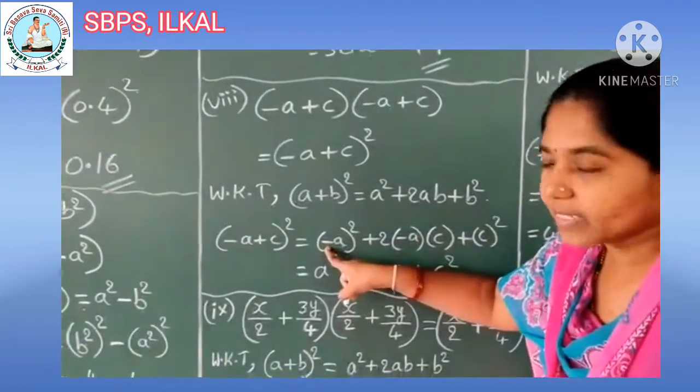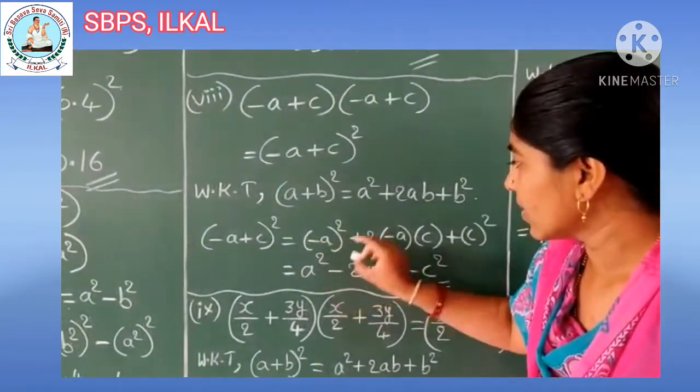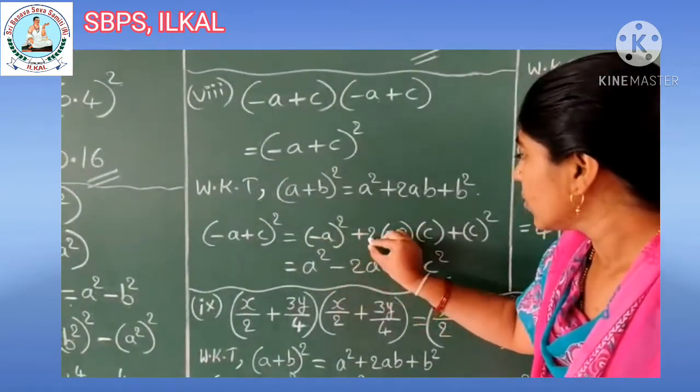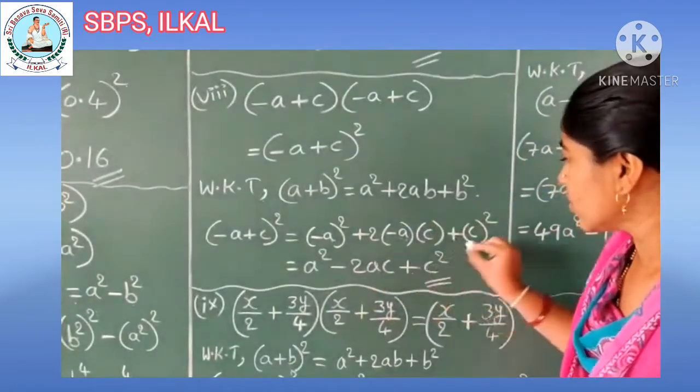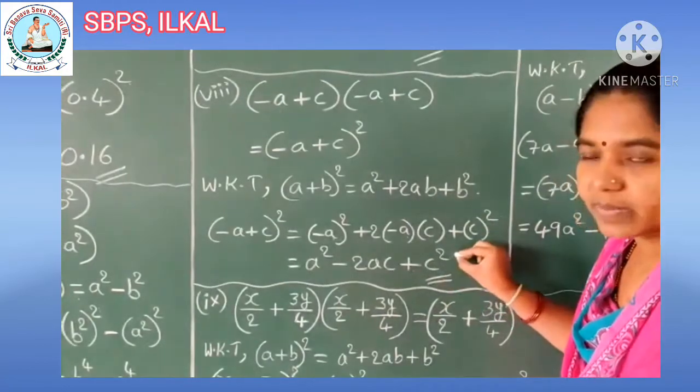Minus into minus is plus. A into a square. Plus into minus is minus. 2 into a into c, 2ac. Plus write down c into c square.